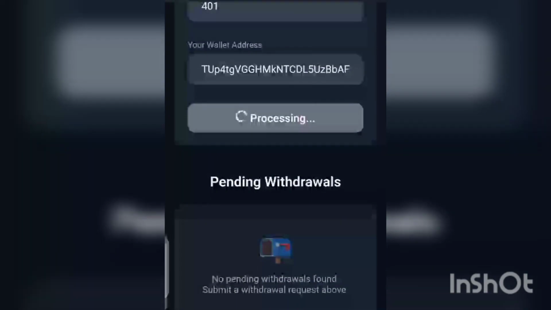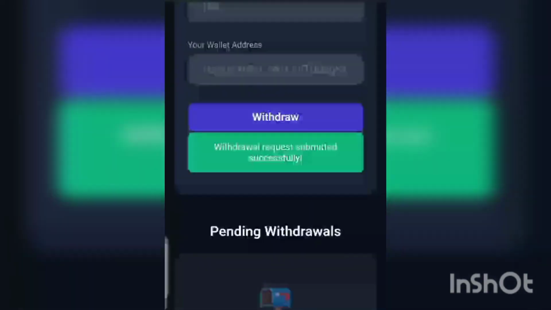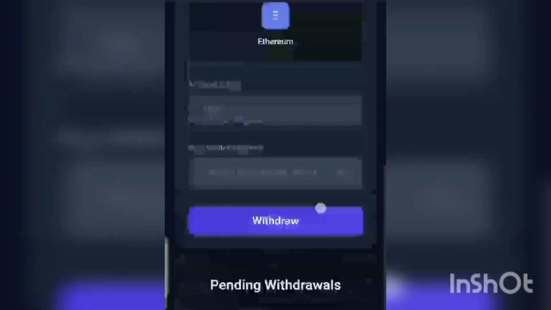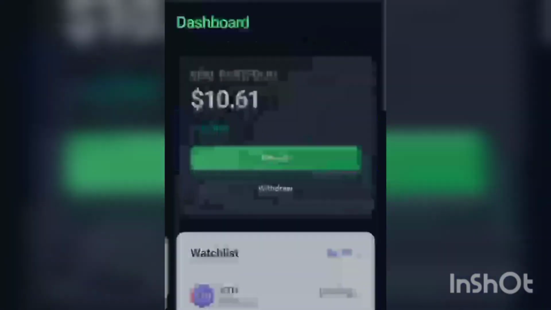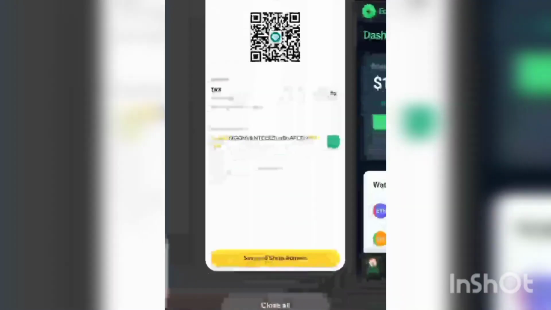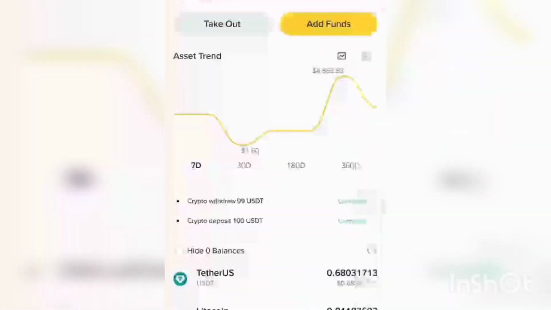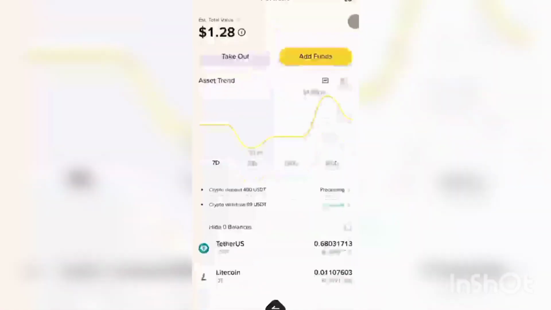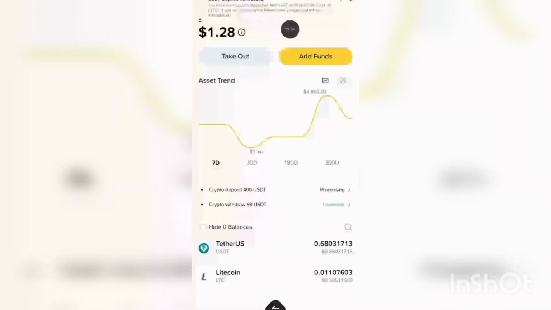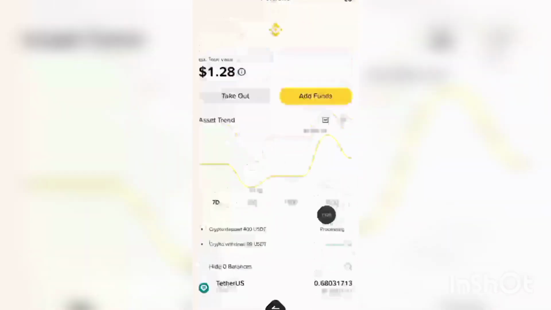So you can see I've input my wallet. The next thing is processing. You can see the withdrawal request has been submitted, and it's very, very fast and reliable. So we are going to go back to my Binance and wait for the withdrawal which we made to arrive here. Binance just gave me a message right now of depositing. You can see that USDT depositing, and it is 400 USDT.